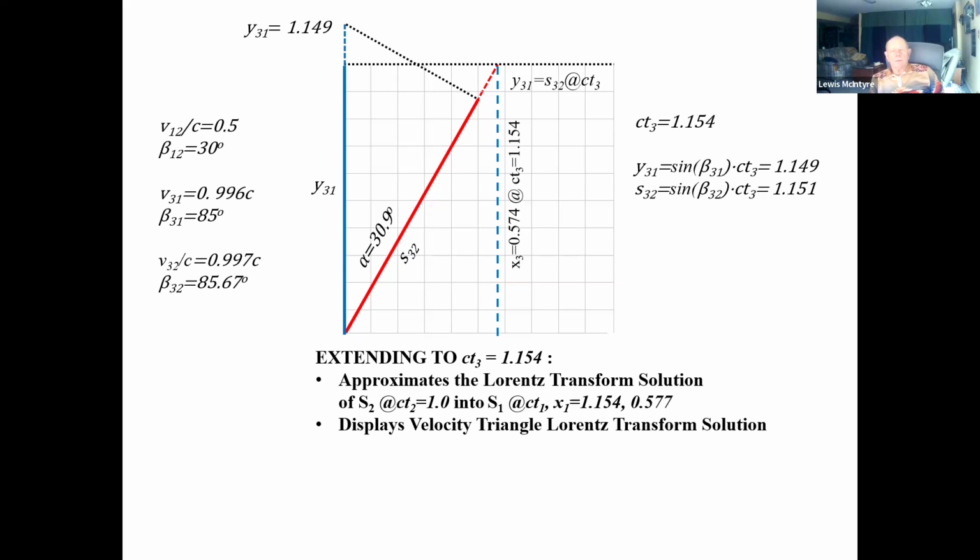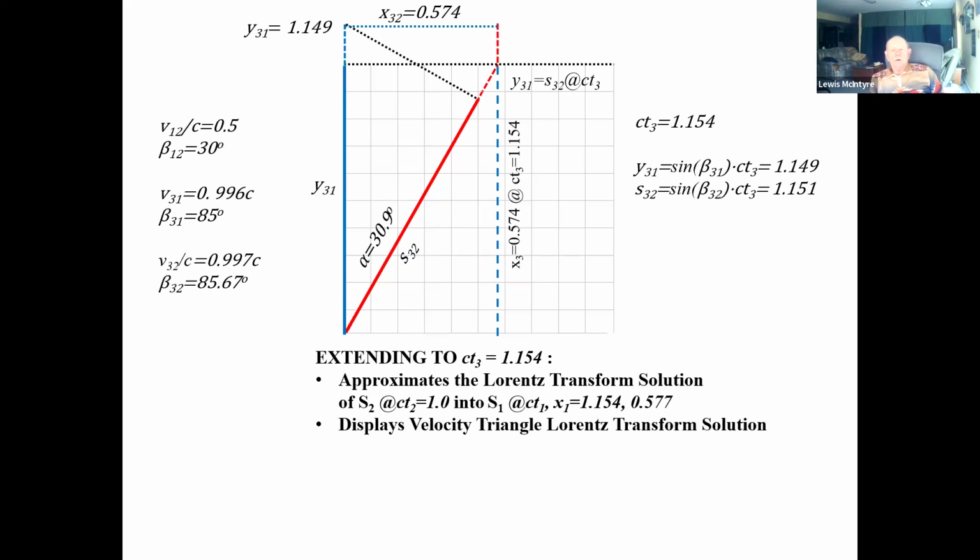Y31 multiplied by V12 yields a displacement of 0.574. Then we proceed from the end of S32 in the direction of the temporary x-axis, intercept it, then an equal distance in the direction of y3 to locate the transformed x32 coordinate.